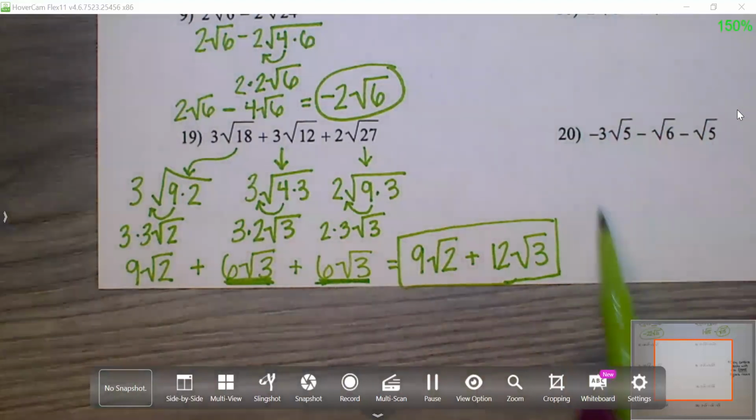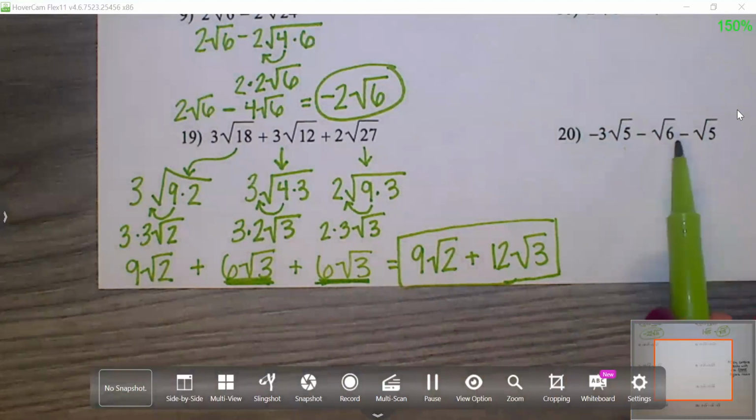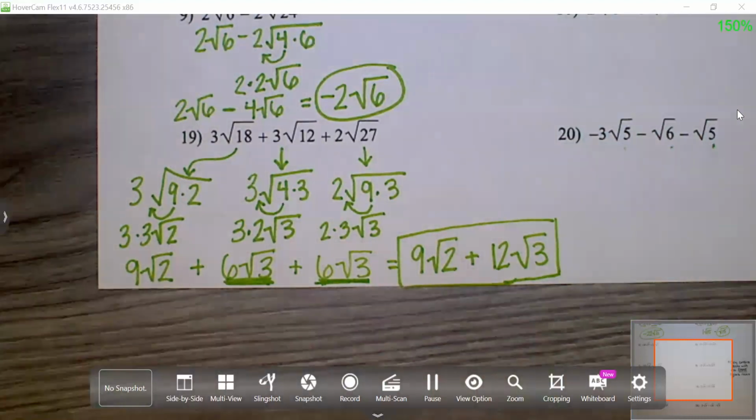Try number 20. There's nothing to break down, but think about which of those square roots can combine together and what it would look like when they do combine together.